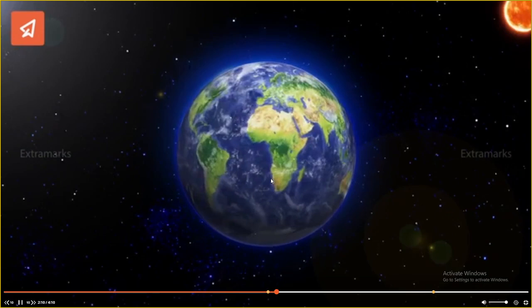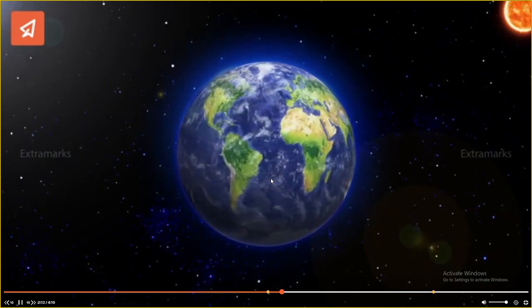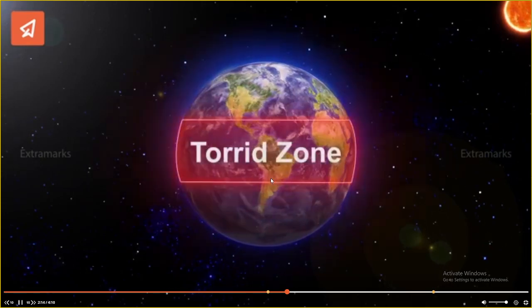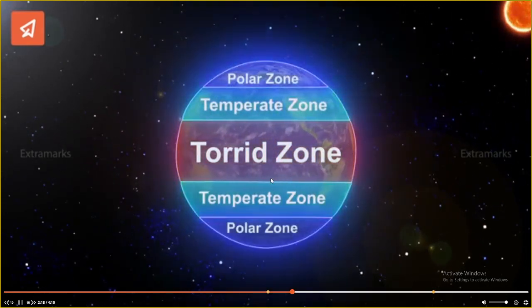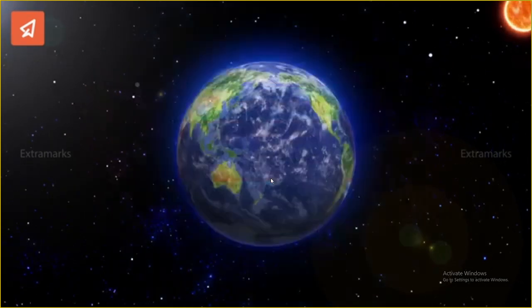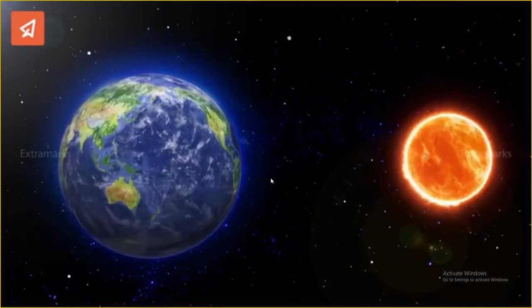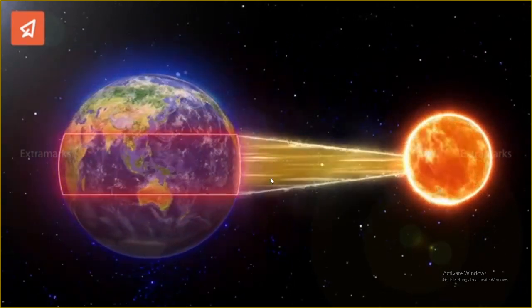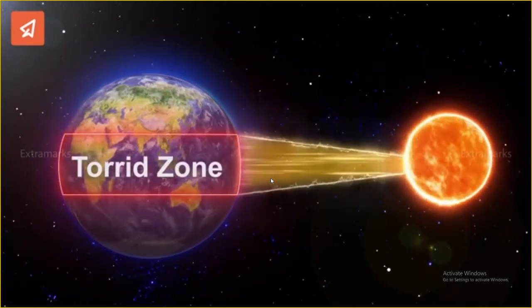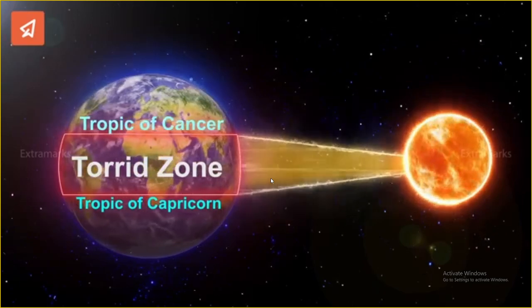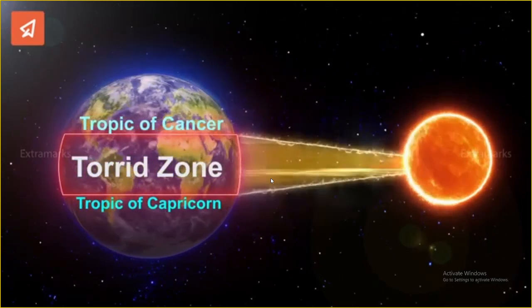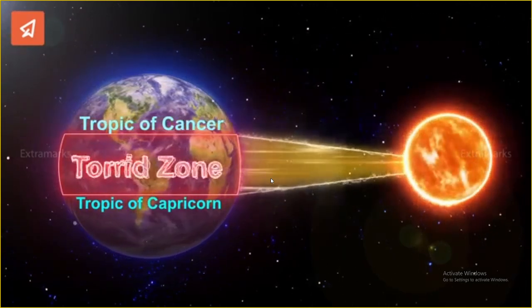Earth can be divided into 3 heat zones based on the climate. These are the torrid zone, the temperate zones, and the polar zones. The midday sun shines directly overhead at least once a year on all latitudes between the tropics of Cancer and Capricorn. Due to its extreme heat and sunlight, this region is known as the torrid zone.